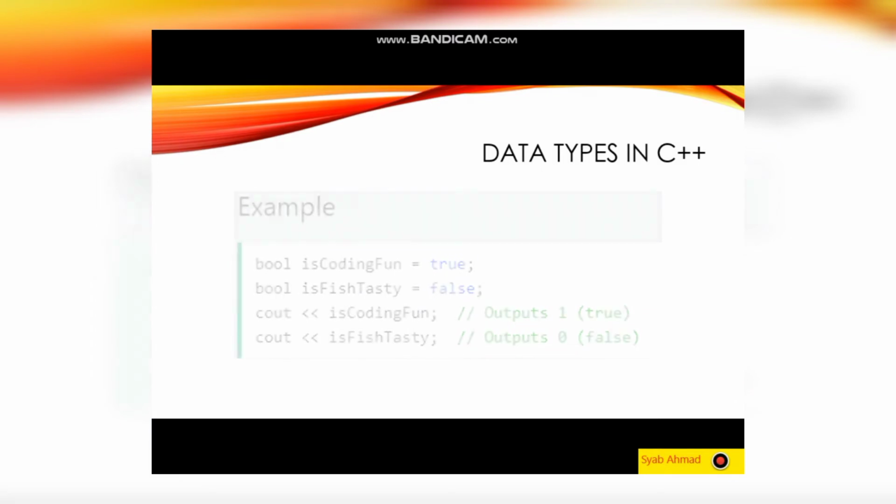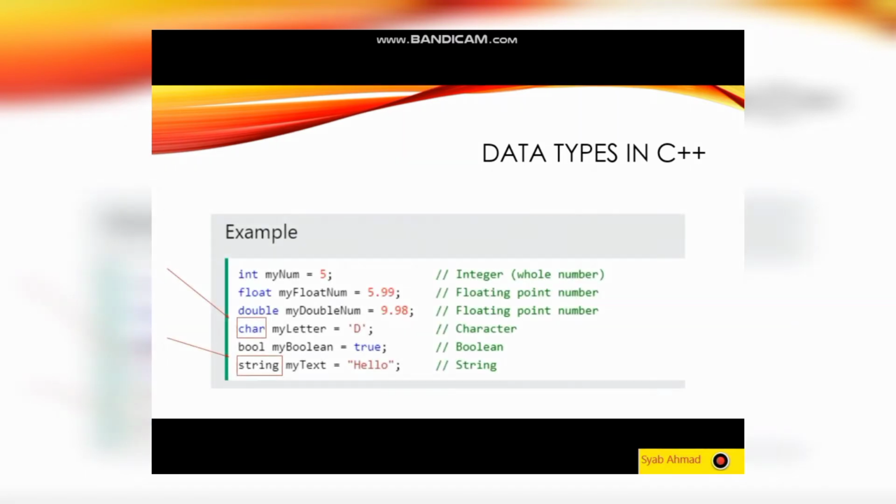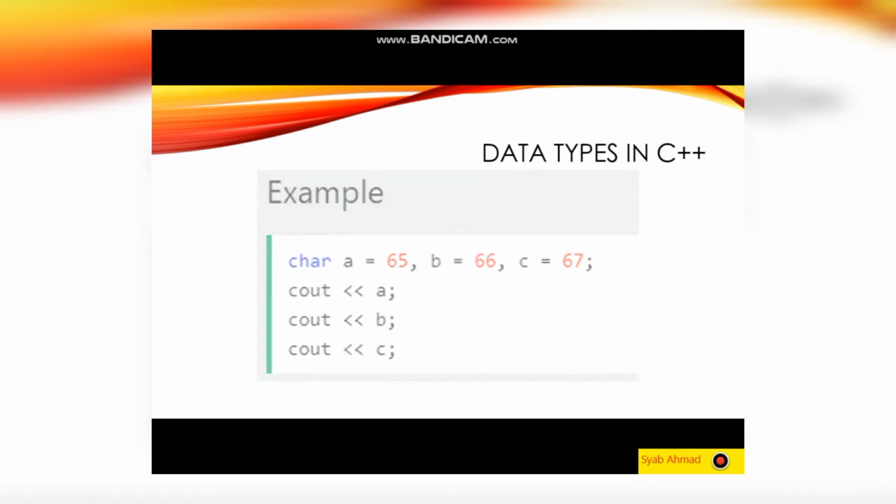Char stores a single character, letter, number, or ASCII values. The char data type is used to store a single character. The character must be surrounded by single quotes, like 'A' or 'C'. Alternatively, you can use ASCII values to display certain characters.